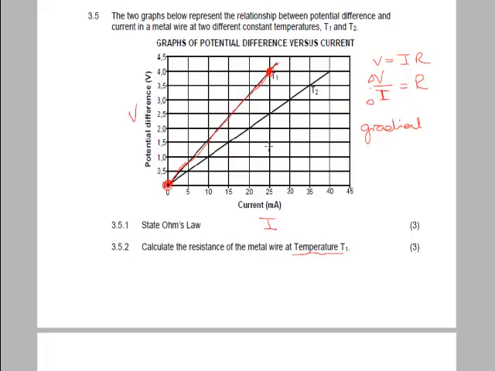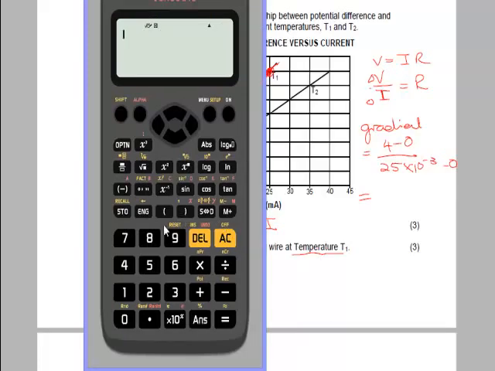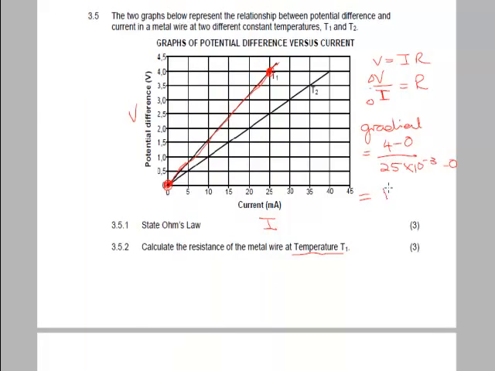So the change in y is going to be 4 minus 0 over the change in x, 25, but note that it's milliamps, so it's times 10 to the negative 3, minus 0. If we pop that in our calculator, 4 minus 0 is just 4, divided by 25 times 10 to the exponent of negative 3, and we get 160. So the resistance of T1 is 160 ohms. Okay, let's look at our next question.